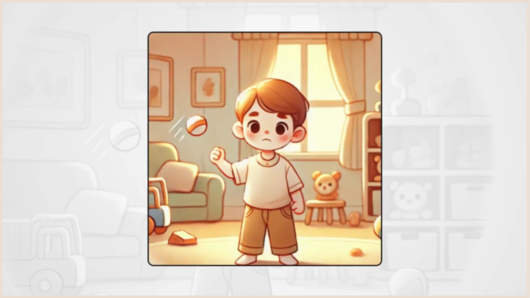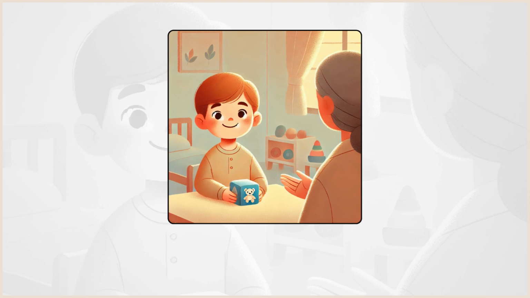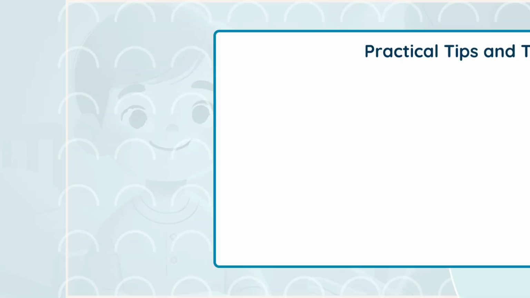Think about Alex, who often throws objects to get a toy. By teaching Alex to politely request the toy and then immediately providing the toy when he asks correctly, you reinforce the appropriate behavior and reduce the problem behavior.